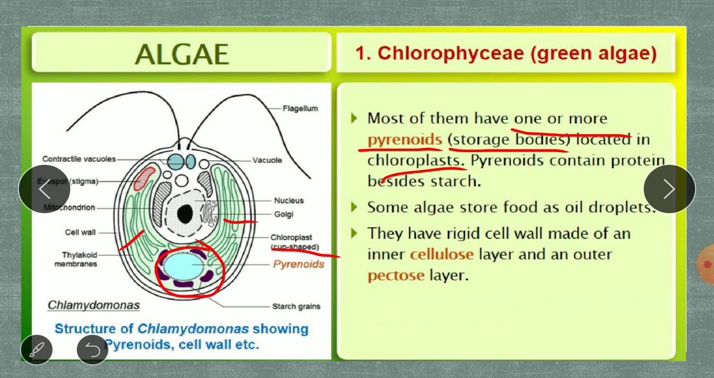That is, the food produced by the organism is stored in the form of starch in the pyrenoids. So these pyrenoids contain protein and starch, and they store the food in the form of proteins and starch. Then, in some algae, we can see that they store the food even in the form of oil droplets.